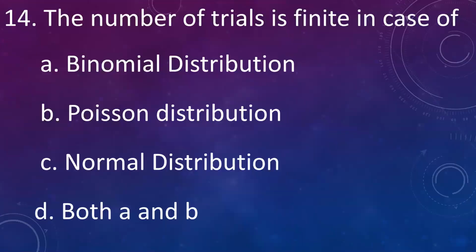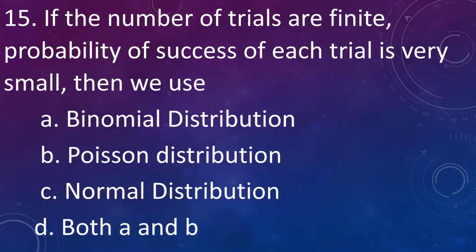Next question: the number of trials is finite in case of A, binomial distribution; B, Poisson distribution; C, normal distribution; D, both A and B. Answer is A. The number of trials is finite in binomial distribution. Then, if the number of trials is finite and probability of success of each trial is very small, then we use A, binomial distribution; B, Poisson distribution; C, normal distribution; D, both A and B. Answer is C, normal distribution. When the number of trials is finite and probability of success is very small, then we use normal distribution.